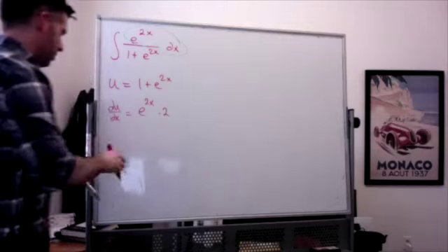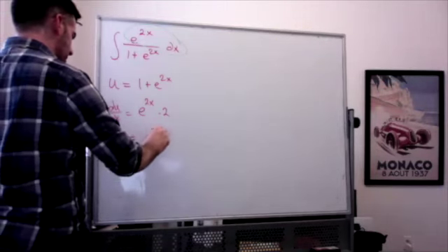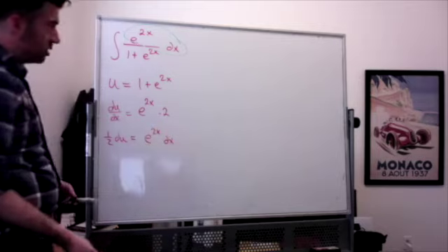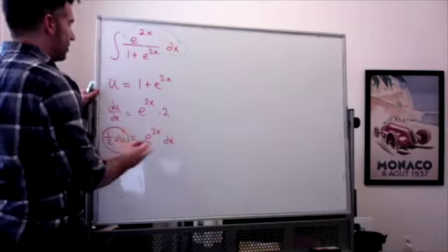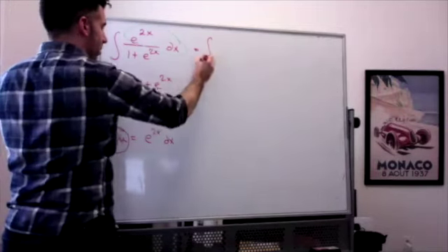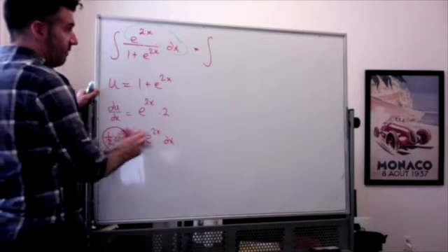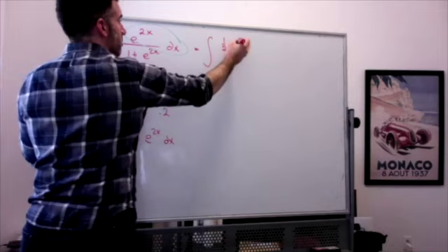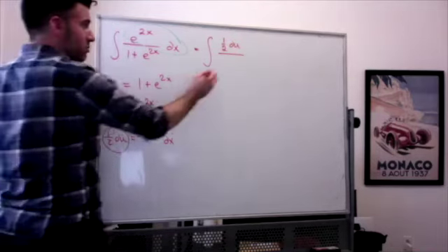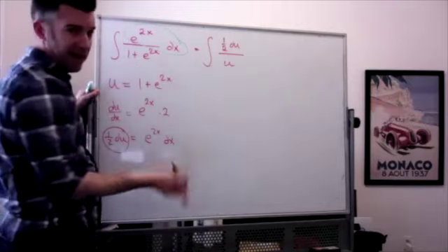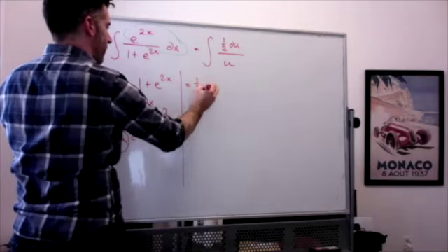So I'm going to write 1/2 du equals e to the 2x dx. Okay, so I can think of this as this. So I'm going to get the integral of e to the 2x dx. That's going to become 1/2 du. And then 1 plus e to the 2x is just u. I like to bring out the 1/2, so I would probably rewrite this as 1/2 times the integral.